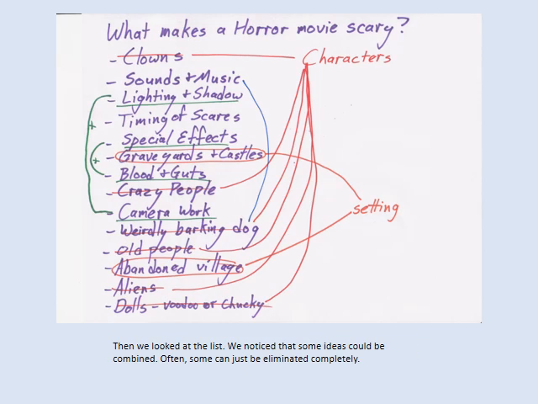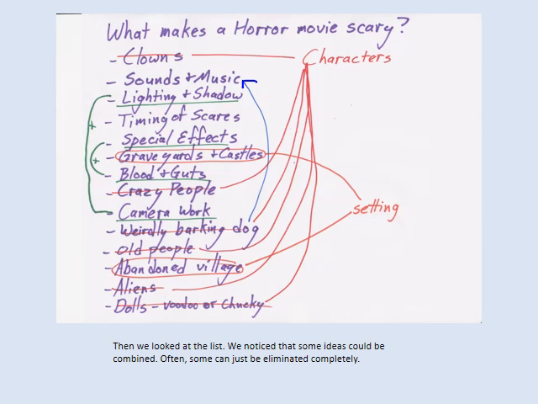Then after looking at them, okay, clowns, crazy people, dogs, they're characters, even if they're not humans, old people, aliens, dolls, they're really talking about the scary characters. You don't need to list clowns specifically in our thesis. The weirdly barking dog is partly a character, so it goes partly with that. You might talk about the scary dogs, and the sound of the barking would go into the sound and music. So you can put that there.